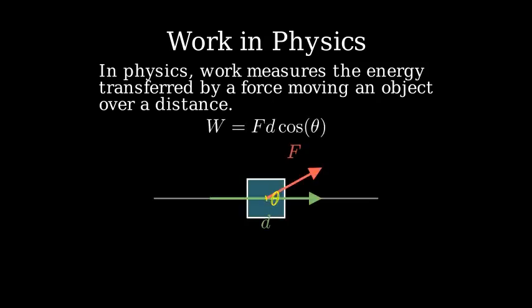Mathematically, work is defined by the formula: work equals force times displacement times the cosine of theta. Let's break this down. W stands for the work done. F is the magnitude of the applied force. d is the magnitude of the object's displacement, meaning how far it moved. And theta is the crucial angle between the direction of the force and the direction of the displacement.